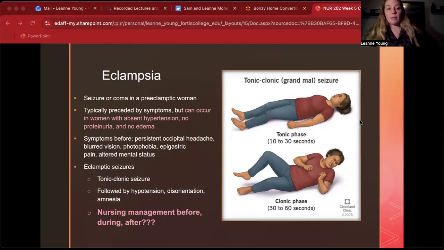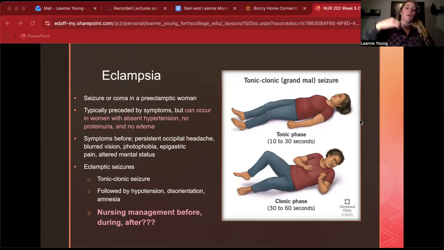This is typically preceded by symptoms but can occur in women with absent hypertension, no proteinuria, and no edema. That's not as rare, but it can happen. Symptoms before, so some things that patients have complained about in the past have been persistent occipital headaches, blurred vision, photophobia, epigastric pain, or altered mental status.